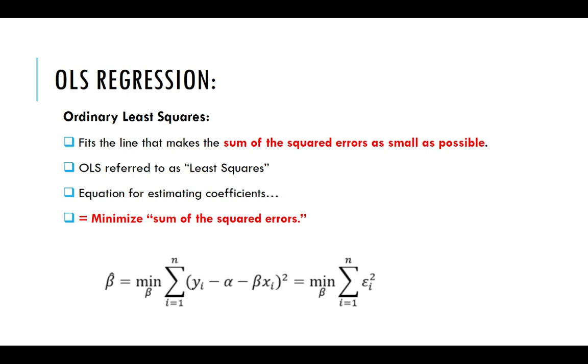So if that middle part confuses you, don't worry about it. This is the part we care about. Our estimate for beta hat is going to be whatever minimizes the sum of the error terms once we square them. And you see that E with the squared sign? We have to square those since some are positive, some are negative. So that's what we're doing when we run OLS.